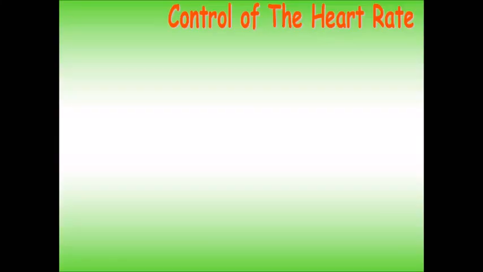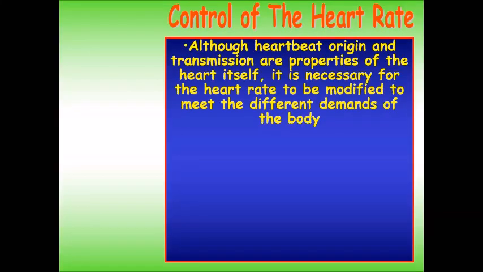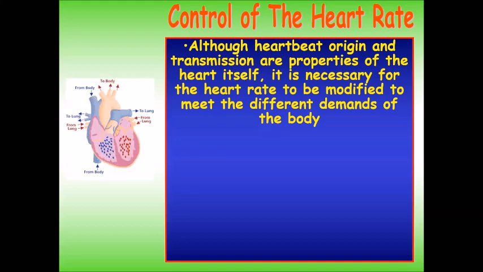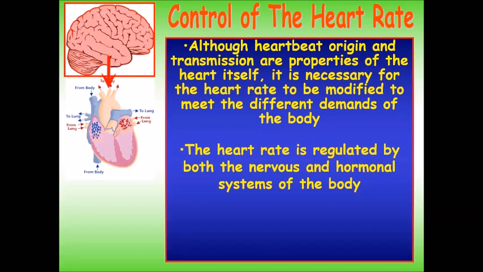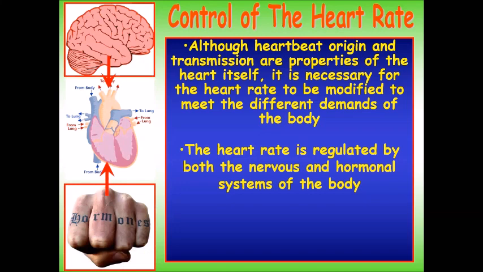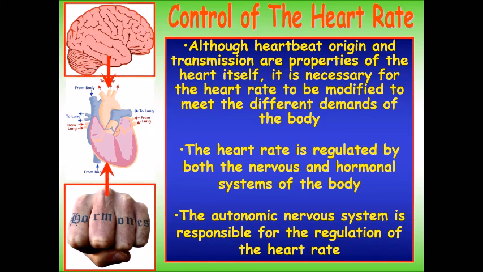The final section is control of the heart rate. This is actually coordinated by two separate but connected control mechanisms, one being the nervous system and one being the hormonal system. It is often the brain that determines heart rate, but hormones can as well, such as adrenaline. By the way, that's the worst tattoo ever. This is all part of the autonomic nervous system and helps to regulate it.